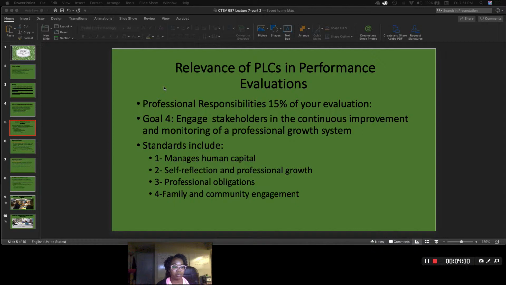When the PLC gets together, they're sharing data, they're sharing results, and then they're discussing openly, well, what have you tried? What can I do? There may be observations done in the classroom to give pointers and feedback. There's so many different things happening at the same time that the point is for them to work together to form a better outcome for the student. So there are 4 things that this standard addresses: manages human capital, self-reflection and professional growth, professional obligations, and then family community engagement.